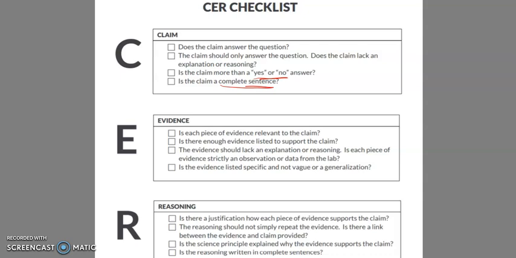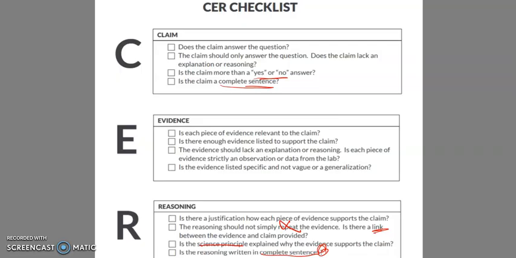And then our reasoning. Let's double check. Is our reasoning solid? Is there a justification? Is it not just repeating? We don't just want to repeat the evidence. We already said that, so we don't want to do it again. And do we actually see a visible link between those two things? Are there actual scientific principles that are supported that we're talking about? And another component here, complete sentences, notice plural. It's going to take more than one sentence to truly pull together that reasoning.